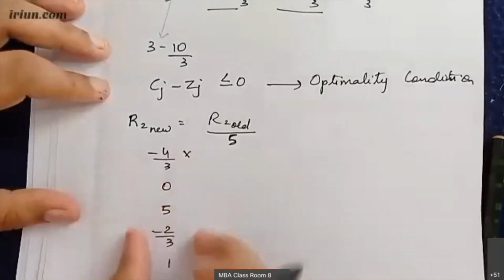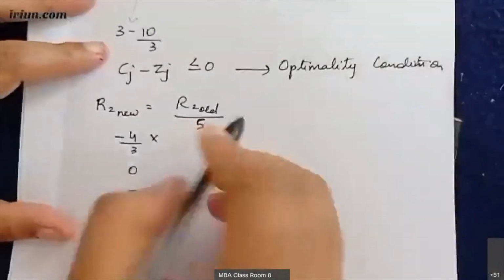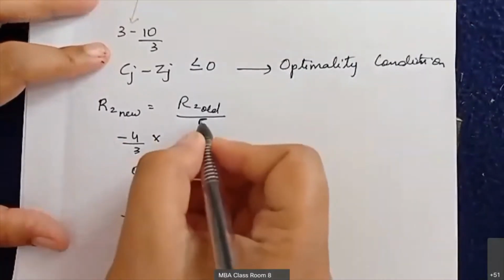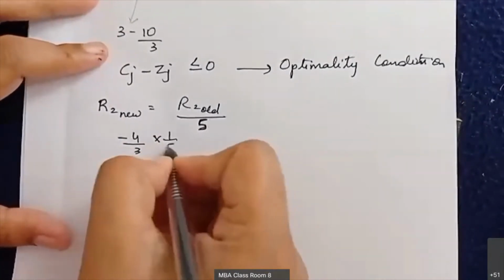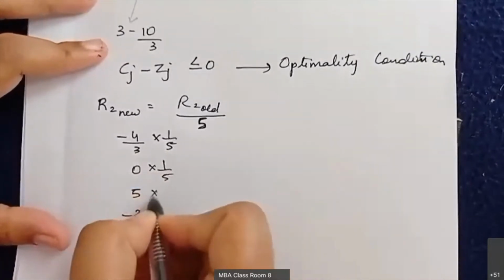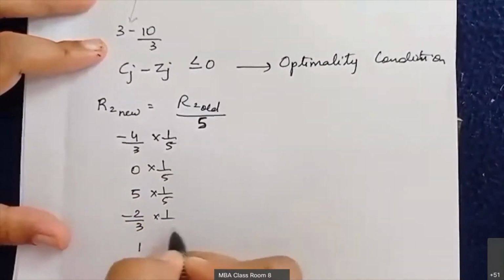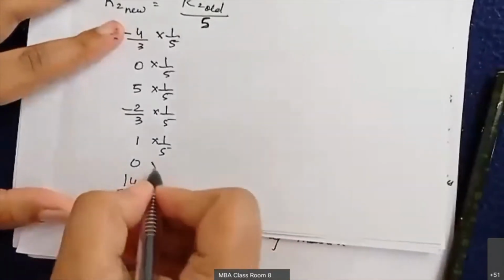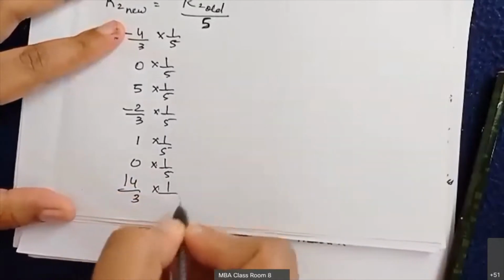These are the numbers that I've taken down. These are the old values of R2 from the previous table, divided by 5. So I am writing 1 by 5. Is it clear? Now here also I am writing 1 by 5 into 1 by 5 into 1 by 5 into 1 by 5 into 1 by 5 into 1 by 5.